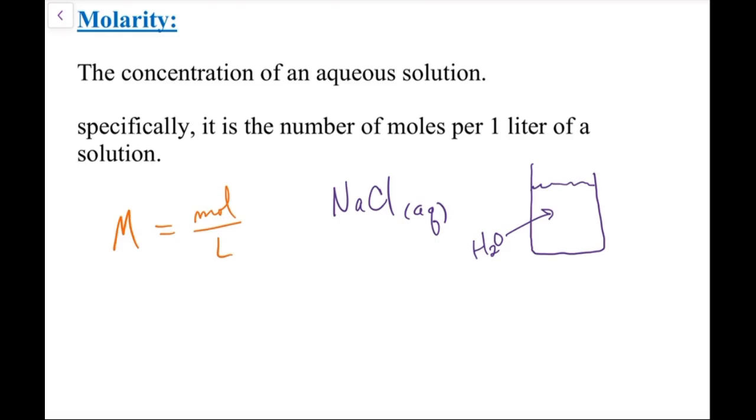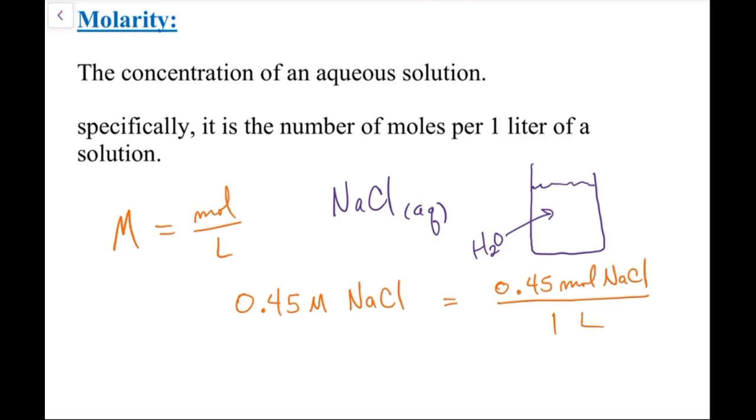So for example, if I have a 0.45 molar solution of aqueous NaCl, that means I have 0.45 moles of NaCl dissolved in 1 liter. Now obviously if you have less than a liter, then you have less than 0.45 moles. If you have more than a liter, you have more than 0.45 moles. But the concentration of sodium chloride in that solution is 0.45 moles per liter.